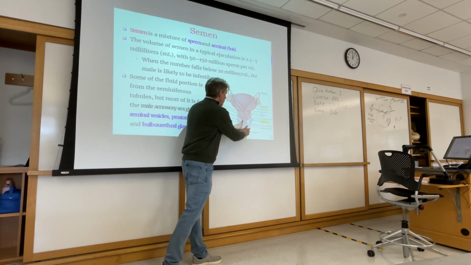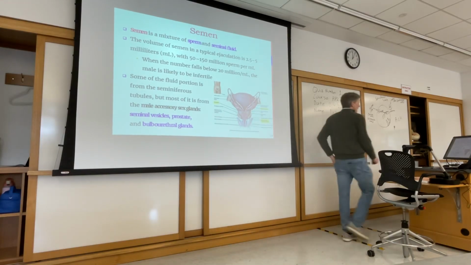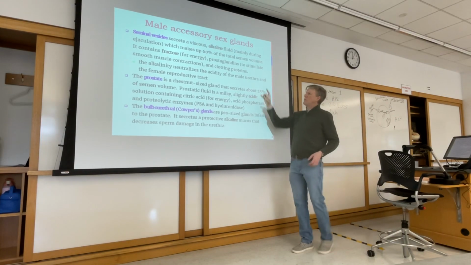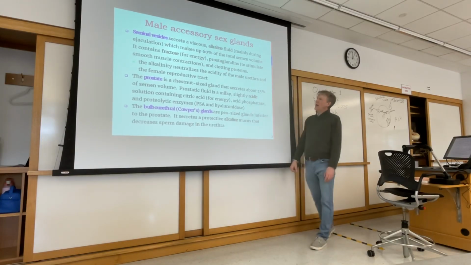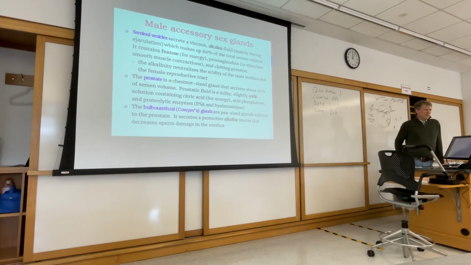And then you're going to have two really tiny bulbourethral glands, or Cowper's glands. And the question is, what do they make? Most of the seminal fluid is coming from the seminal vesicles. They make up about 60% of the fluid, and the fluid is alkaline. What does that mean? It's basic, and it's important that it's basic because the female reproductive system is usually slightly acidic, so this helps neutralize the environment.